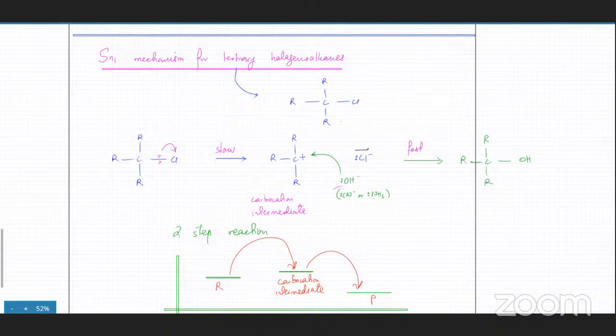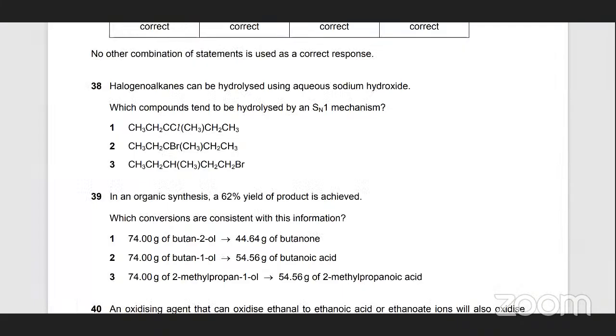So coming back, what was our question? It was the SN1 mechanism, so a tertiary halogenoalkane. So this one is correct. This one also kind of looks correct. This one is definitely not correct.